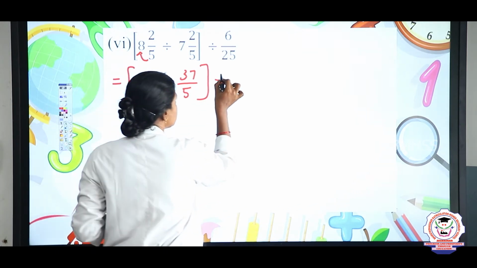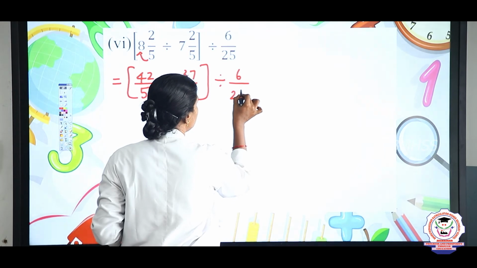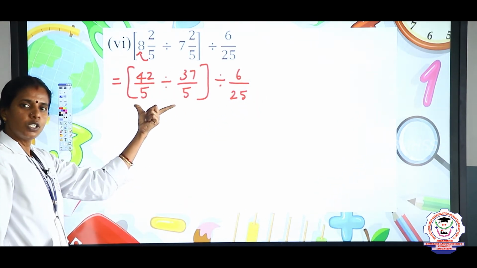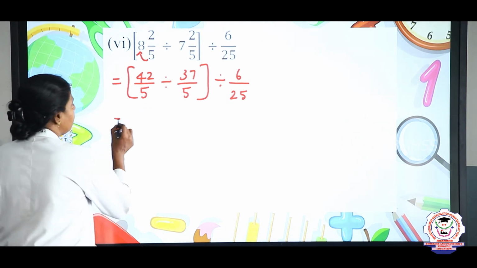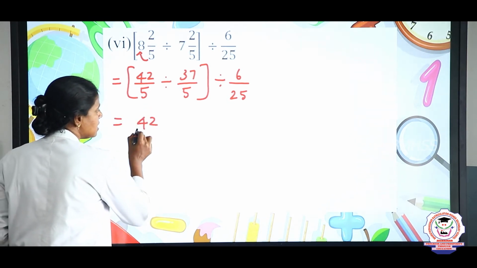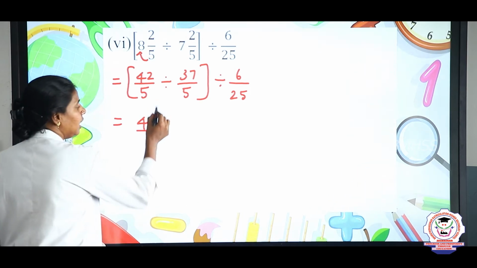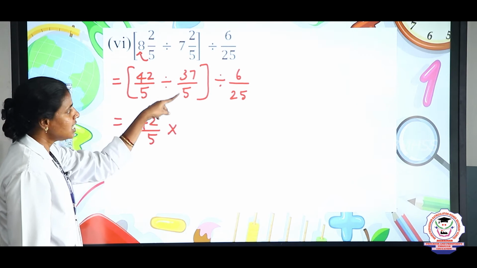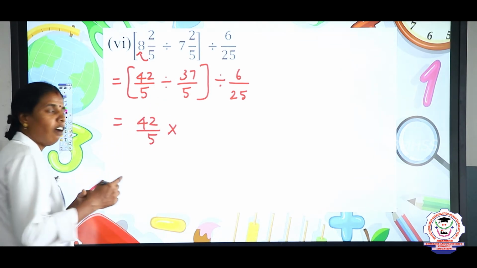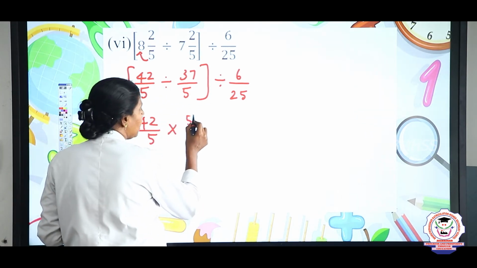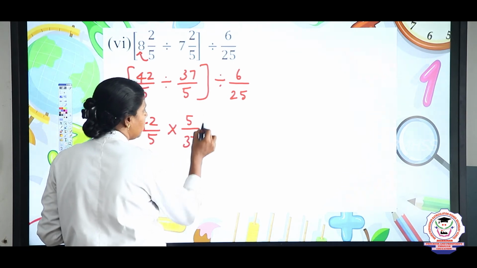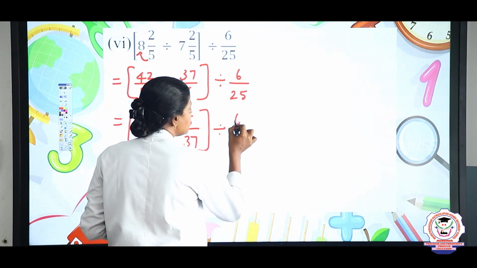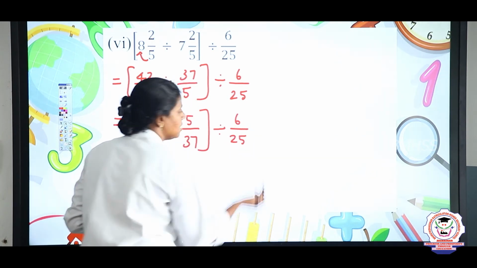Write the third fraction as it is, 6 by 25. Now we know how to solve two fractions in division. The first number needs to be as it is, that is 42 by 5. Divide will be replaced by multiplication. What is 37 by 5? The reciprocal of 37 by 5 is 5 by 37, divided by 6 by 25, which will be as it is.